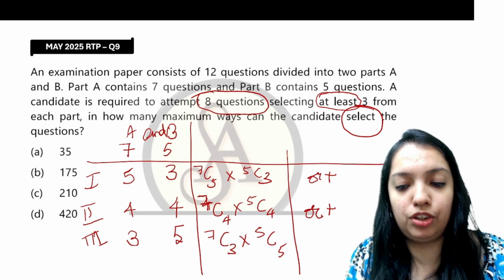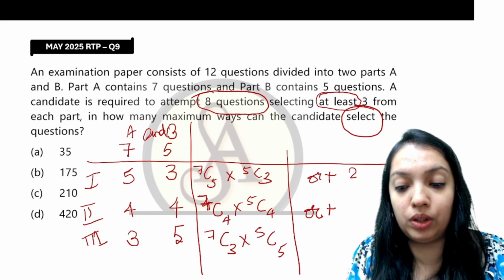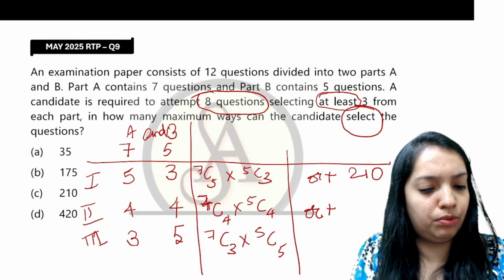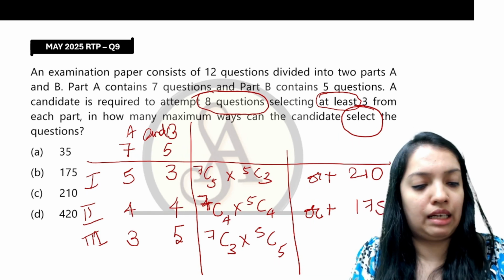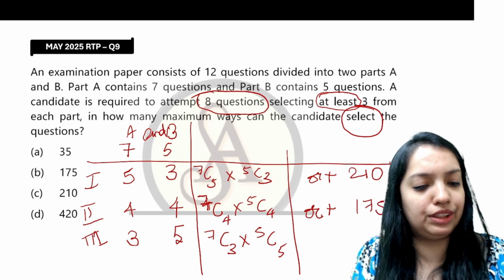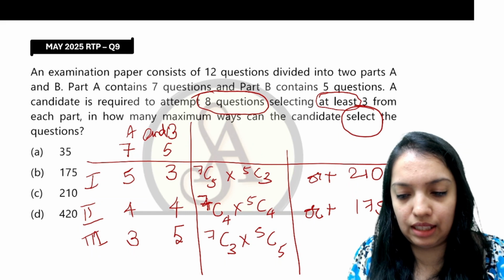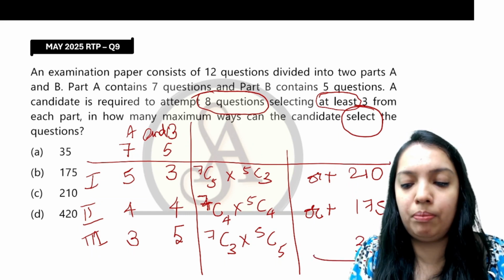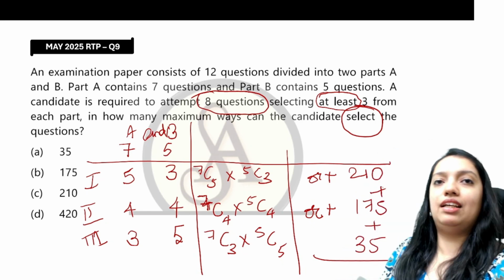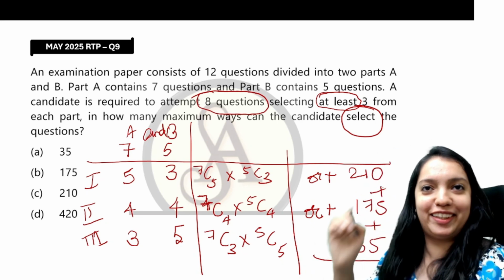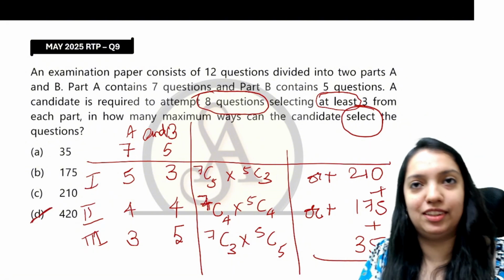This is 21 tens are 210. Second one will be 35 into 5, 175. And third one, 7C3 into 5C5 value, 35 ones are 35. Add up all these values, your final answer is going to become 420. Very good number, suitable for you all.